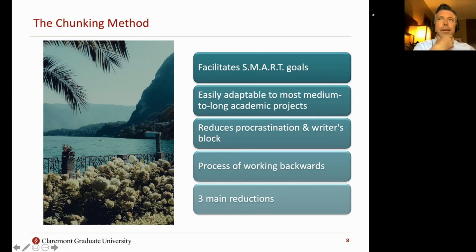So in talking about the chunking method, I just wanted to tie in with the SMART goals to say that there's going to be some overlap between these two approaches. They're definitely not mutually exclusive. Our idea here was to show these two options for spending some time up front to save you time in the long run, right?